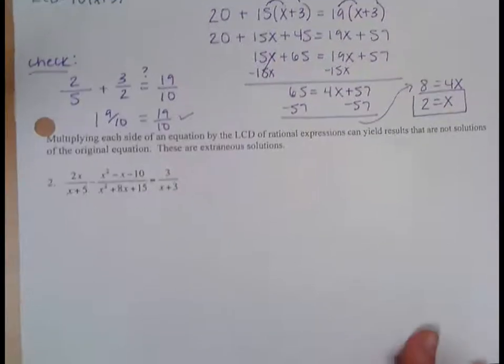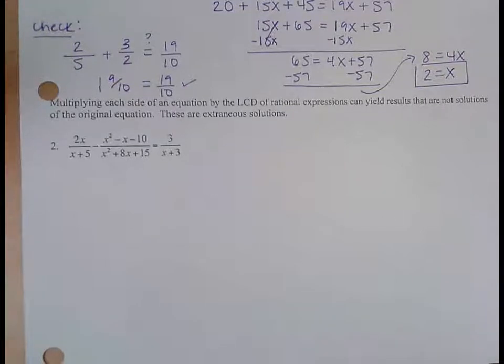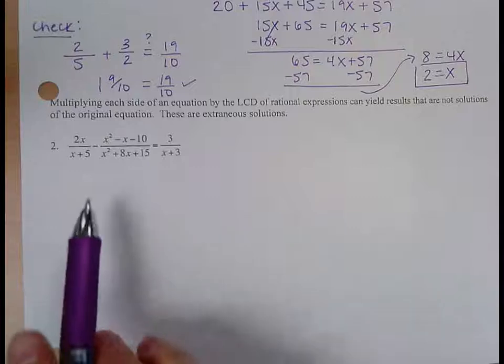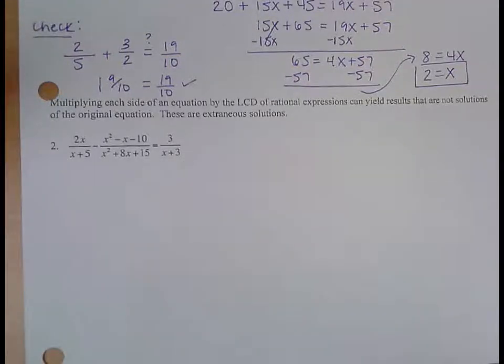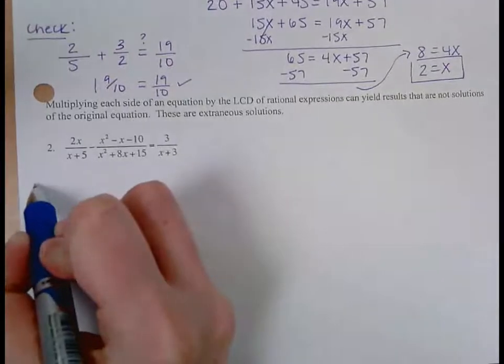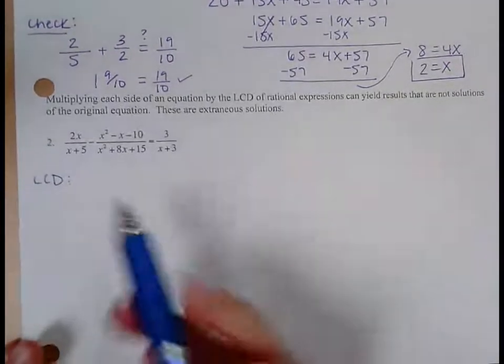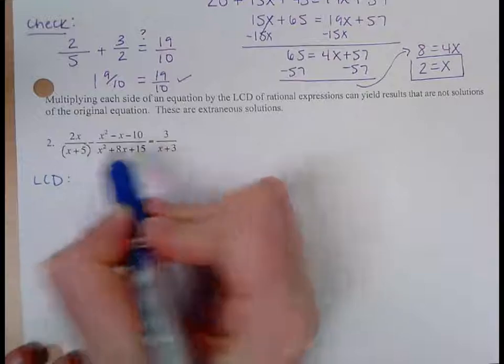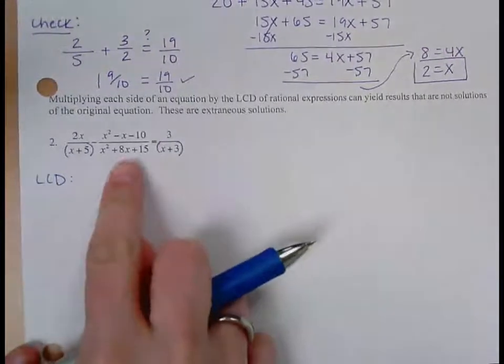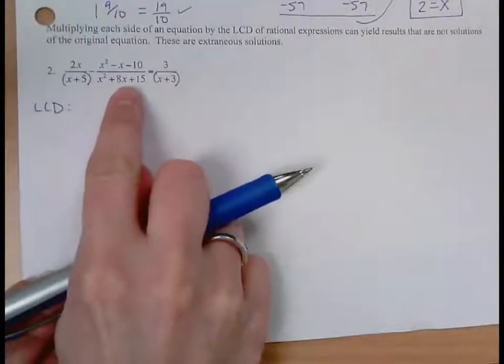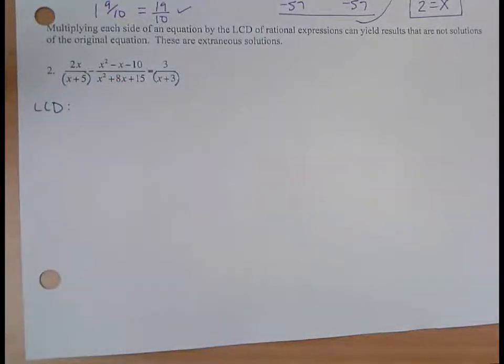So number 2, this one works out a little differently, so I want to go through this one together as well. Same idea though. So we have this rational equation, looks a little more complicated than the first one. What I would start out doing, so you're still looking for a least common denominator, but if you look at your denominators, the middle one, the x squared plus 8x plus 15, you want to make sure that your denominators are in factored form.